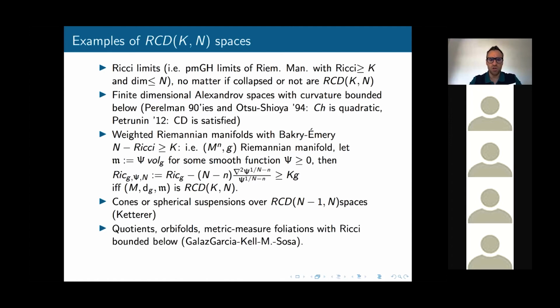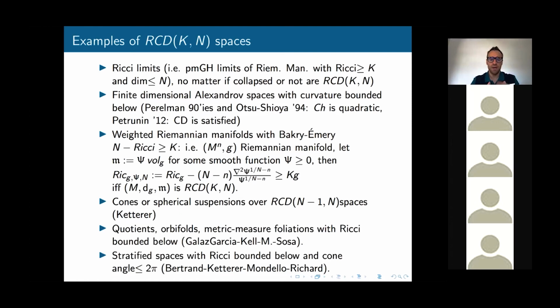Then the RCD condition is stable under taking quotients, orbifolds, and metric measure variations of manifolds with Ricci curvature bounded from below. This was joint work with Galaz-García, Kell, and Mondino. Another natural class of spaces which enter into the RCD(K,N) framework is that of stratified spaces with Ricci curvature bounded from below and cone angle less than 2 pi. This is a recent work by Bertrand, Ketterer, Mondello, and Richard.